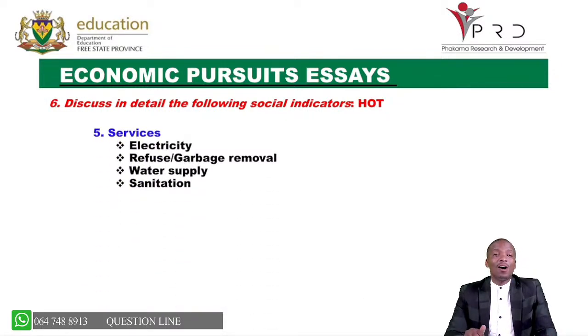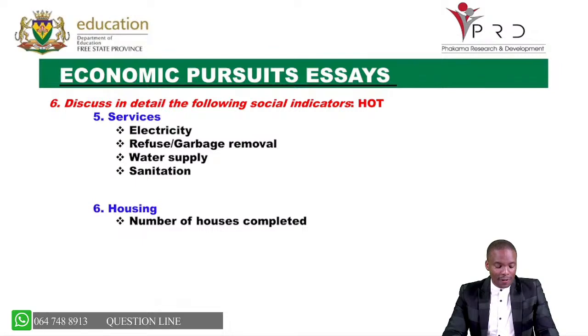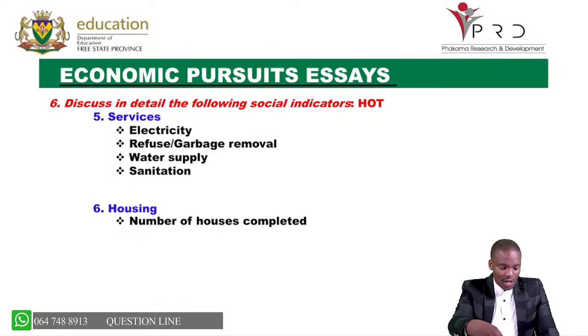Services, how many of those have got access to electricity? Does the government remove refuse or garbage? Water supply, the issue of sanitation again. How many of those as a social indicator? So this one relates to you and I, grade 12s. We can easily relate. Then here we are looking at the issue of housing.